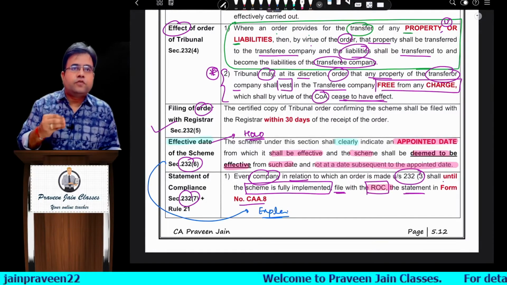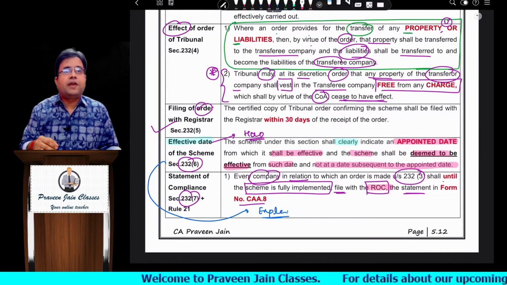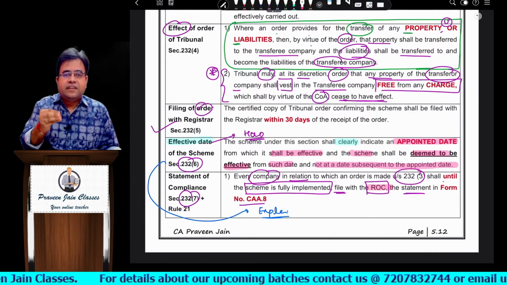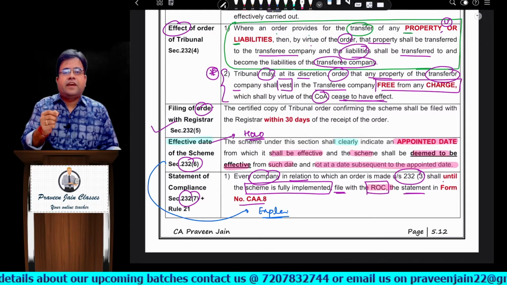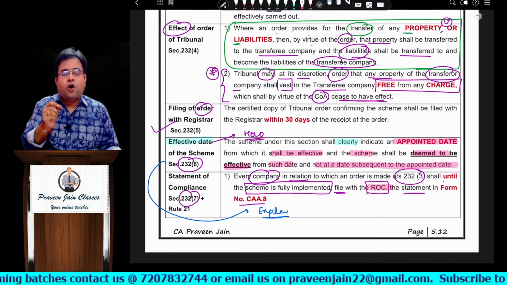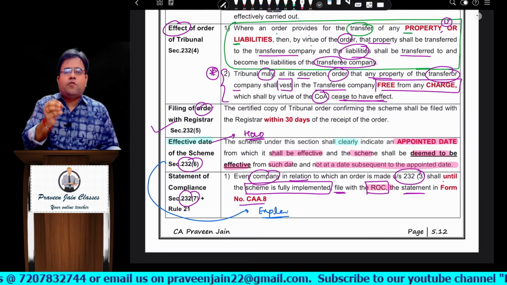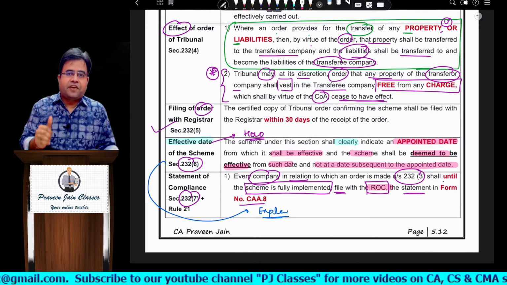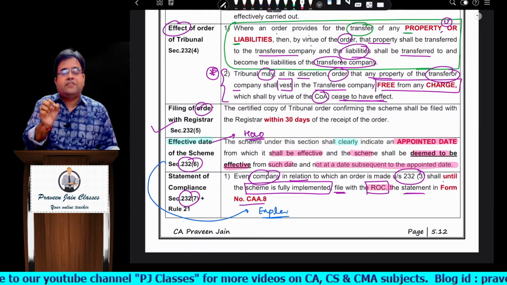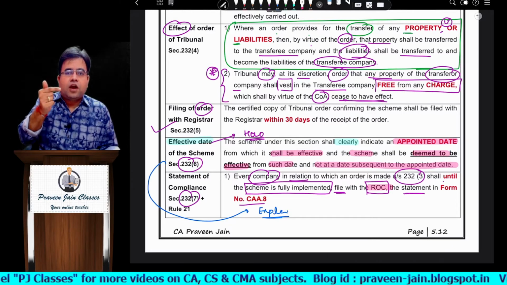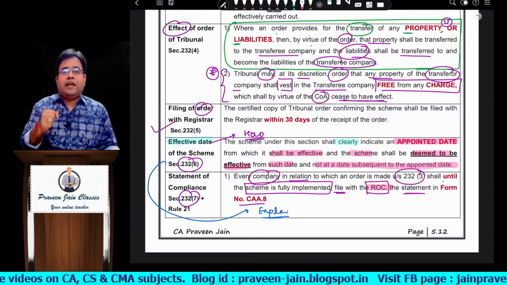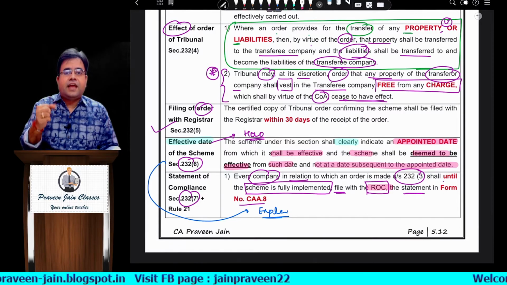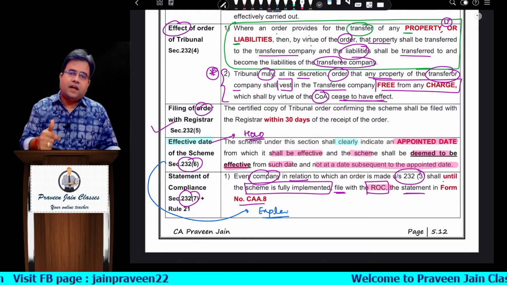So I did show you some schemes of compromise or arrangement which were involving merger, amalgamation or reconstruction. Generally I told you it is the discretion of the companies to decide what date should be written as the appointed date or effective date in the scheme. What is this appointed date, this effective date? It is that date on which the scheme will become effective, or you can say on this day the transferee company will have full control over the transferor company. In other words, the amalgamation will be complete, or you can say that on this day we will be acquiring control over the other company.